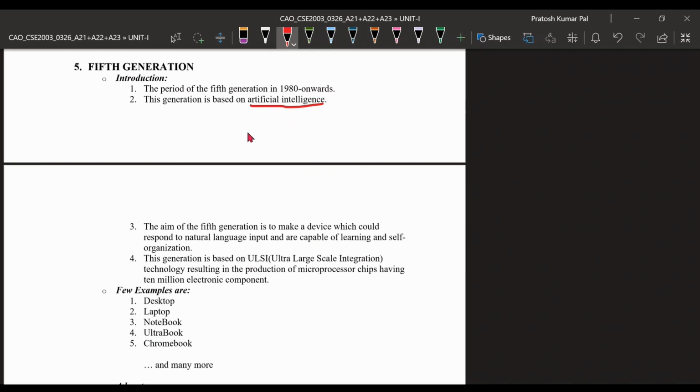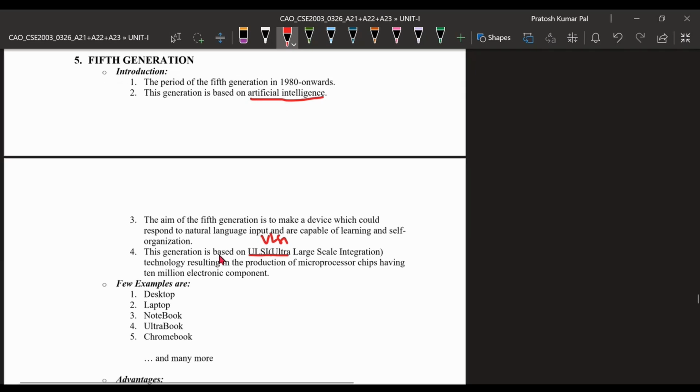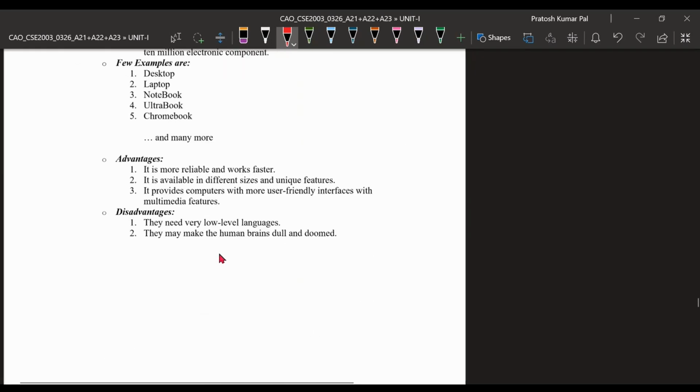In terms of fabrication, technologies like very large scale integration (VLSI) and ultra large scale integration (ULSI) were introduced, and we were able to have better quality fabrication of devices and microprocessors. So it is more reliable, works faster, and is available in different sizes and unique features. It provides computers with more user-friendly interfaces and multimedia features also.